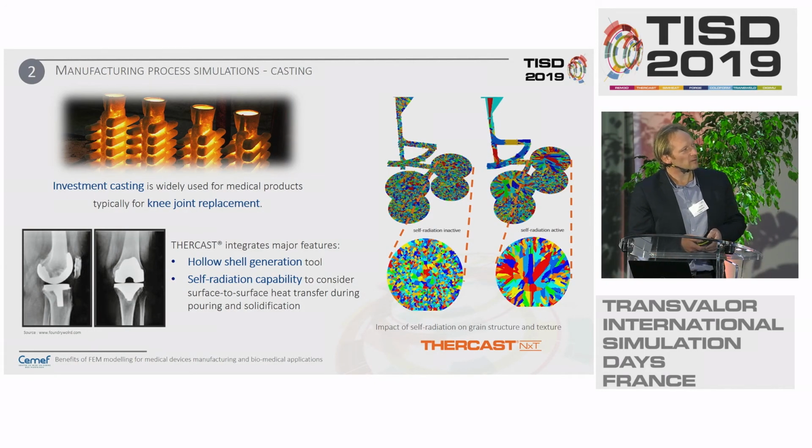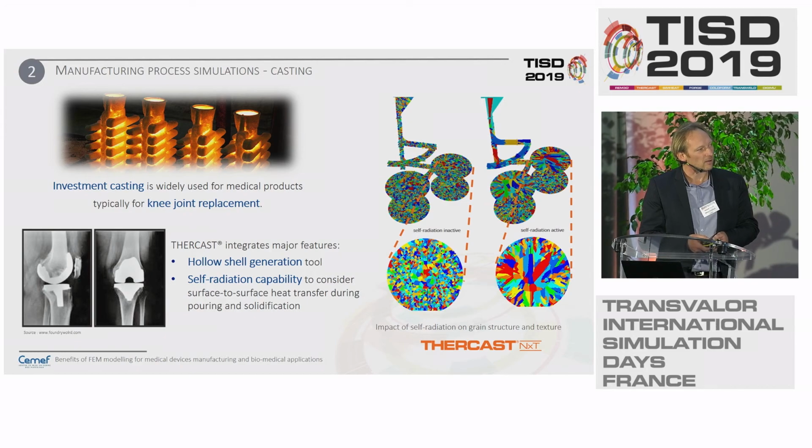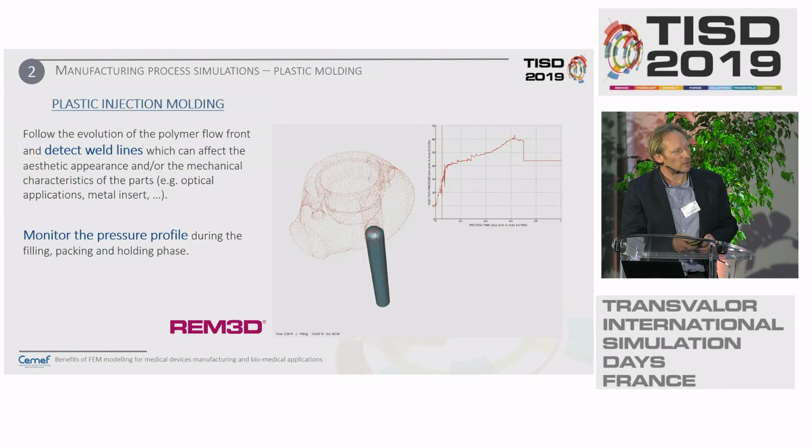Casting, and more specifically investment casting, is also widely used for medical products. You have an example here of a knee joint that has been cast. The recent developments in Thercast allow good simulation in this area. They now have hollow shell generation that can be useful, but also self-radiation capability. And as you can see, there is a huge impact of the self-radiation, if you take it into account or not, on the evolution of the texture of the material. So it's very important to be able to take into account this phenomenon.